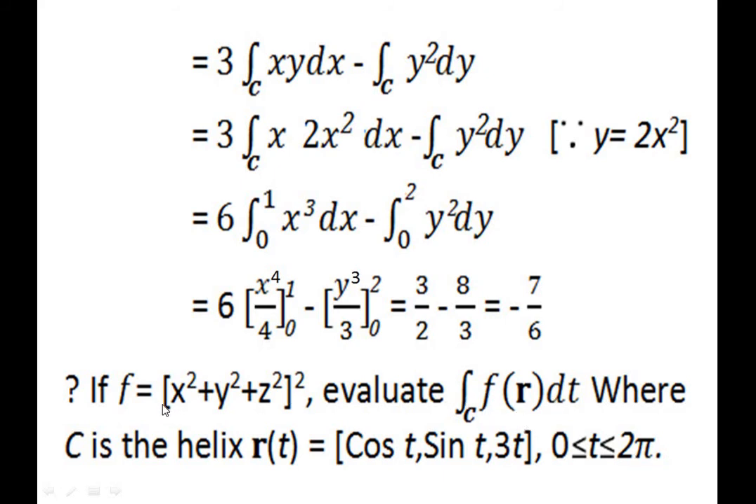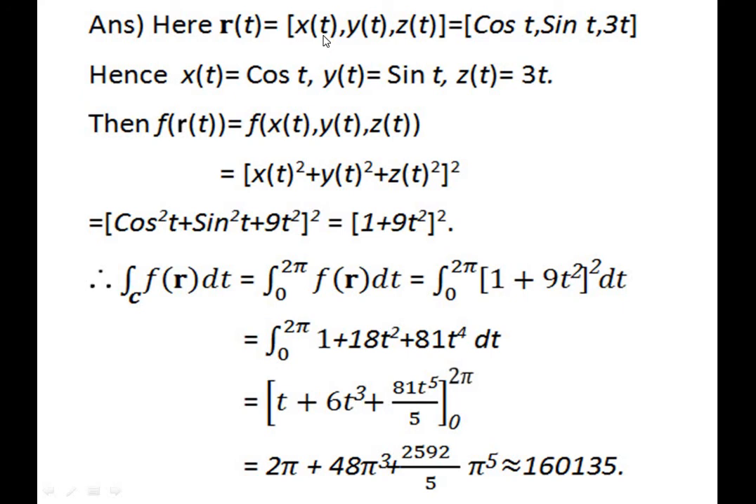Here, given the scalar function F equals x square plus y square plus z square the whole square, and the curve r, which is a helix, r equals cos t i cap plus sin t j cap plus 3t k cap, and t varies from 0 to 2 pi. Then we want to substitute r in F and integrate with respect to t. Here r of t equals x of t, y of t, z of t, the general notation, that's equal to cos t i cap plus sin t j cap plus 3t k cap. Here x of t equals cos t, y of t equals sin t, and z of t equals 3t.